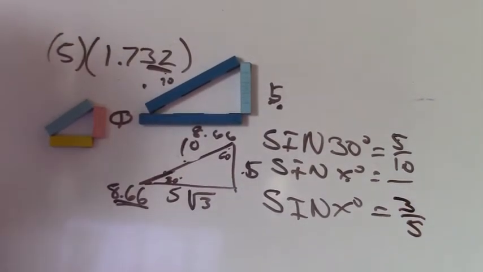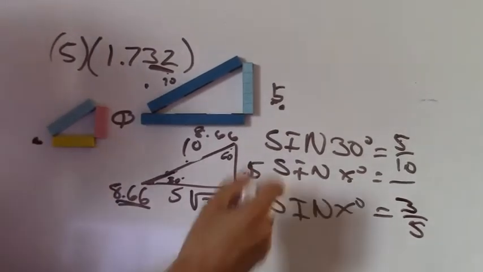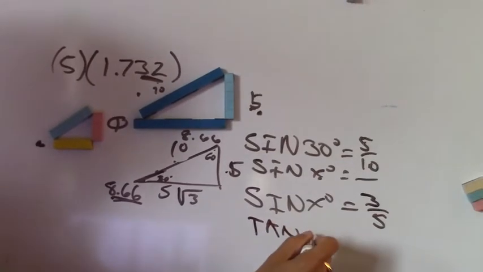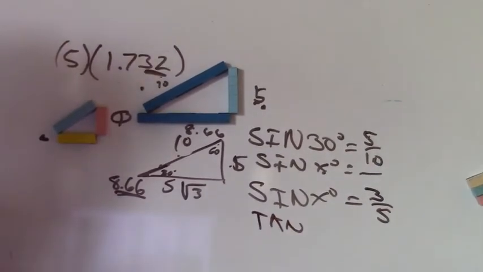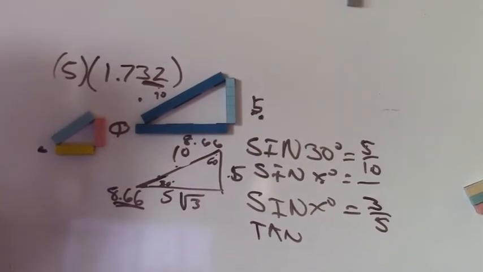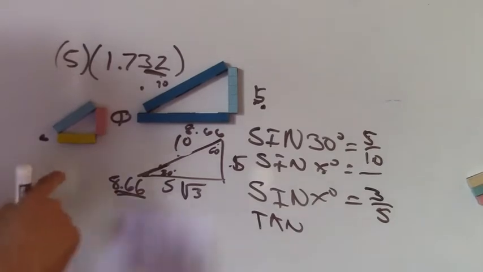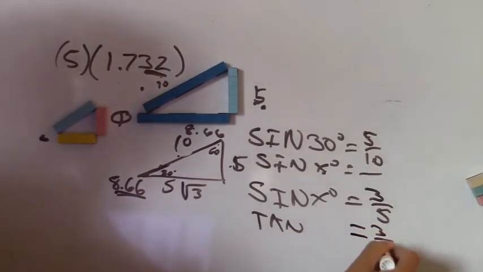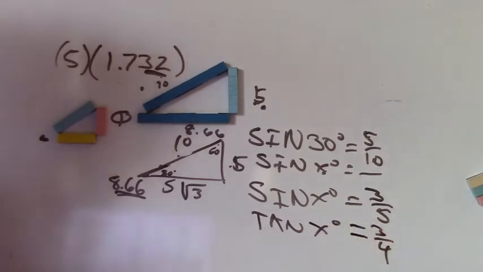I could also do, looking from here, I could also say I know it's going to be the same thing. Tangent. What's tangent? The definition. Opposite over adjacent. So I know the opposite over the adjacent is 3 to 4 on that one. Right? Okay, but I don't know what x is. How do I figure that out?